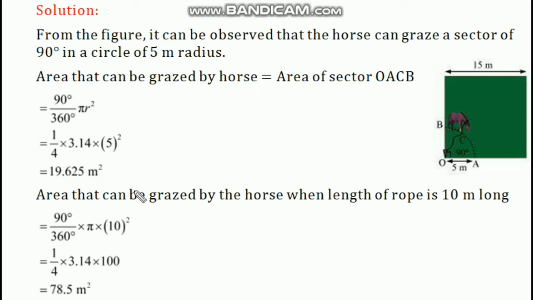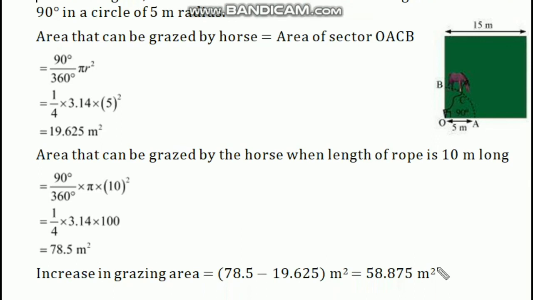And next, if the length of the rope is increased, we need to find out the grazing area. So take r as 10. So that means the area is 78.5 meter square. At the same time, we need to find out the increased grazing area. So how do we find the increased grazing area?